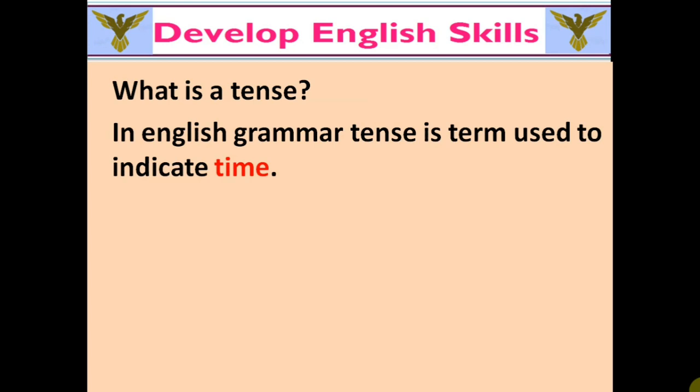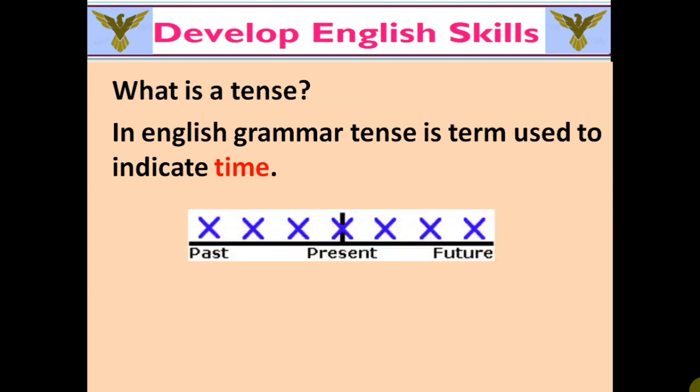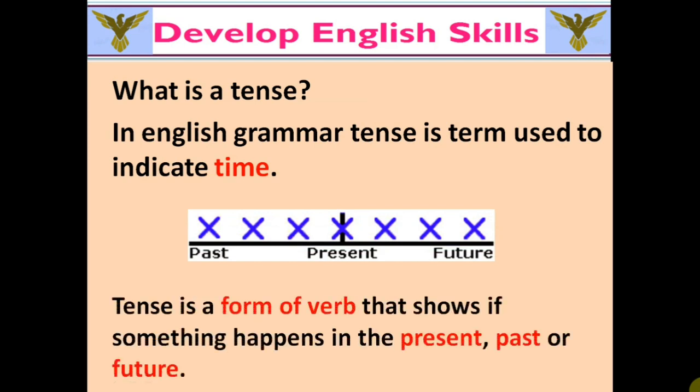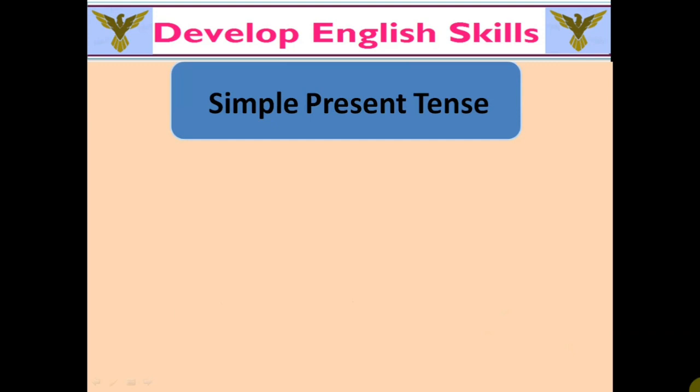In English grammar, tense is a term used to indicate time. So here you can see the timeline. Here in the center, it shows present time. So it's a present tense. When we talk about past time, it is past tense. And when we talk about future time, it's future tense. So tense is a form of verb that shows if something happens in the present, past or future. So verbs are very important to understand tenses.